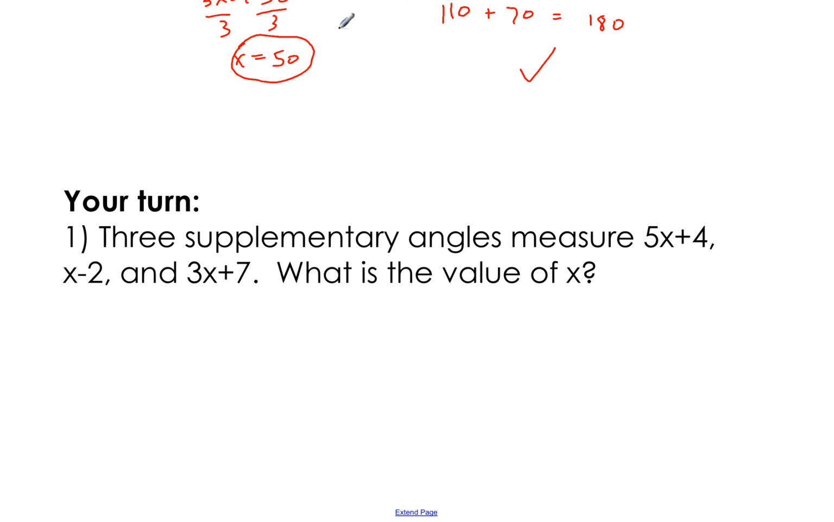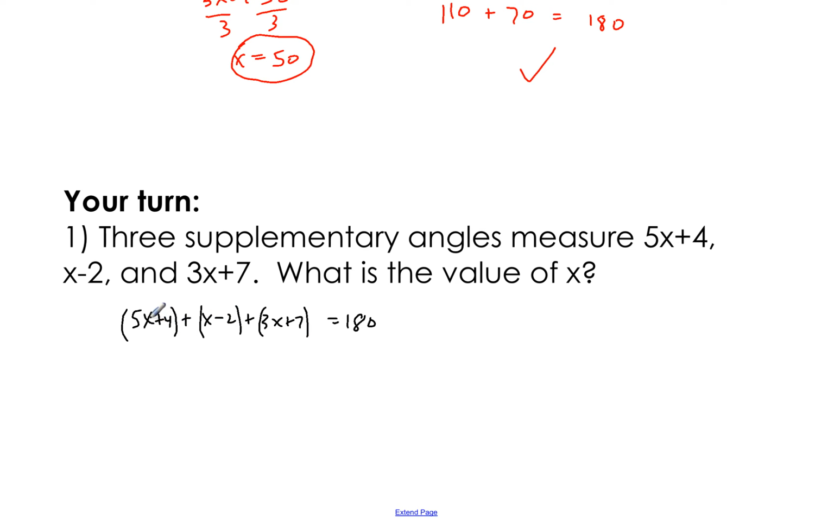Okay, so let's take a look at this problem. It says three supplementary angles measure 5x plus 4, x minus 2, and 3x plus 7. So we're going to set up our equation as follows. 5x plus 4 plus x minus 2 plus 3x plus 7 is equal to 180. Now if you wanted to, you can put parens around each of these because they represent three different angles, but you don't need to. It's perfectly fine if you leave the parens out.